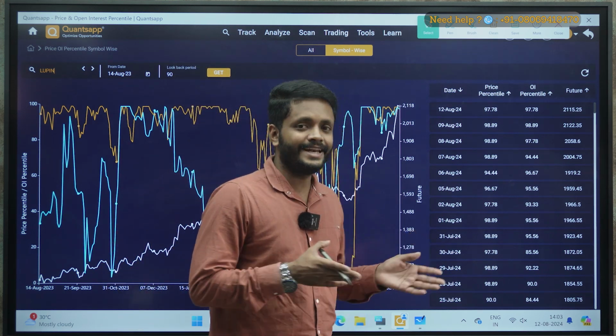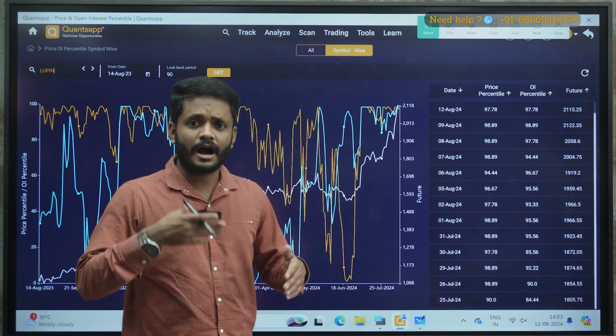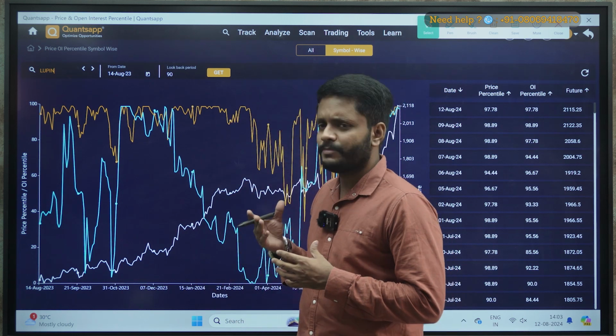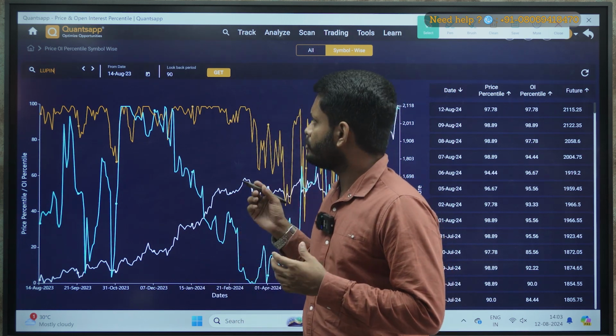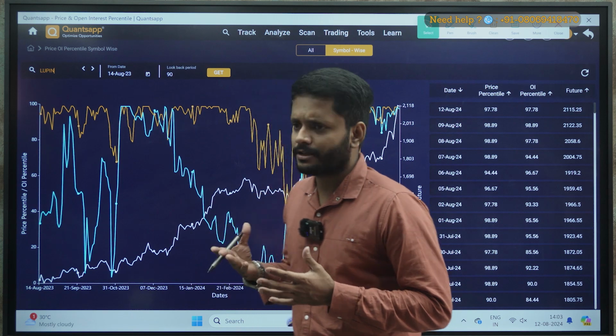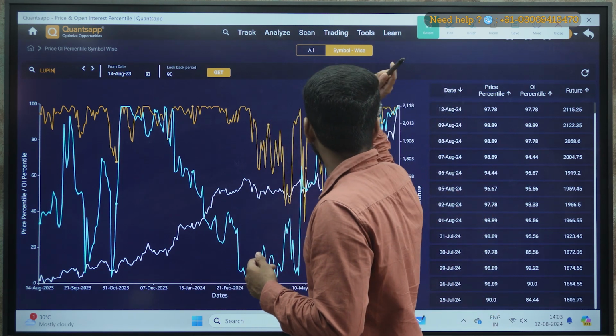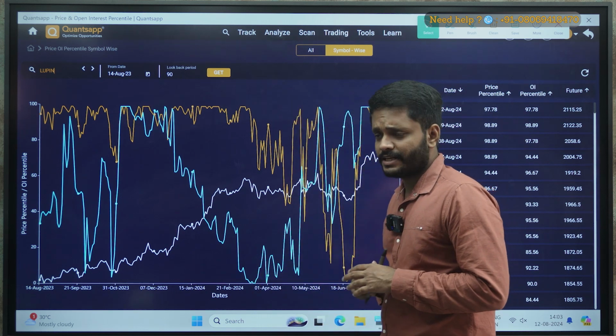Okay, so delayed entries, or if you see the stock after its movement, is of no use. So make sure that you devote at least 5 minutes of your time on a daily basis and just give a glance, so that you are properly gauging the stock at the right time. Okay, now this was about price percentile.